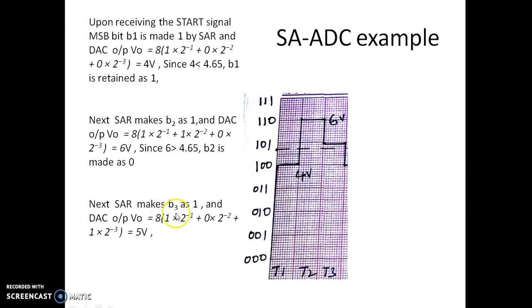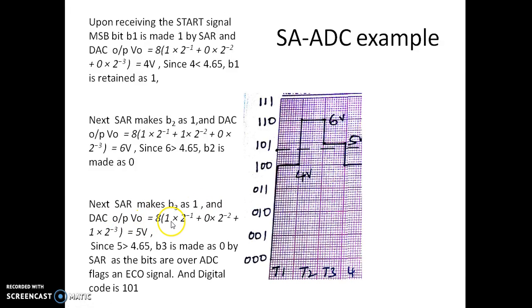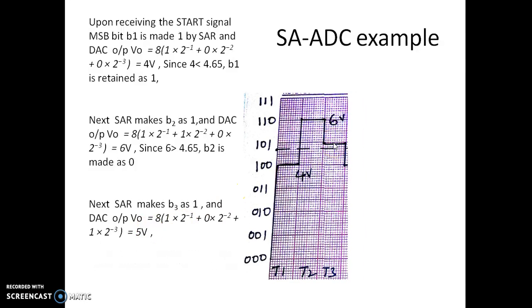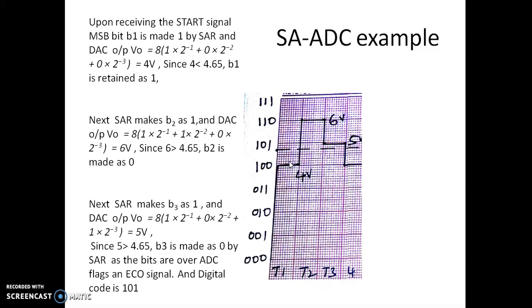B3 has been made 1, with B2 being 0 and B1 being 1. So as per that, 101 we get as 5 volts. This is the 5 volt we are having. Since this 5 volt is also more than 4.65, the input voltage, it immediately makes B3 also 0. So B3 is now made 0.